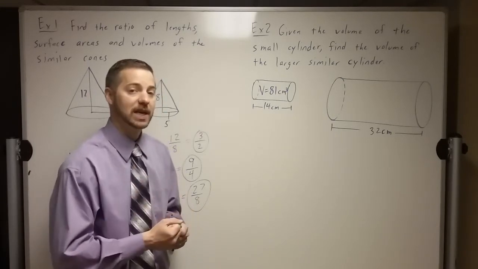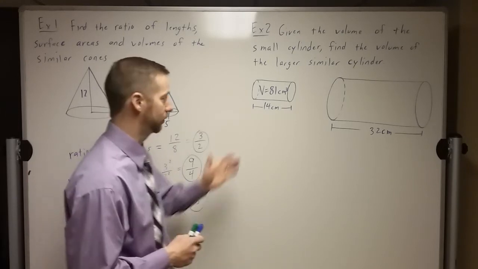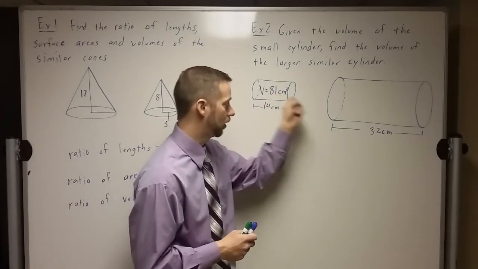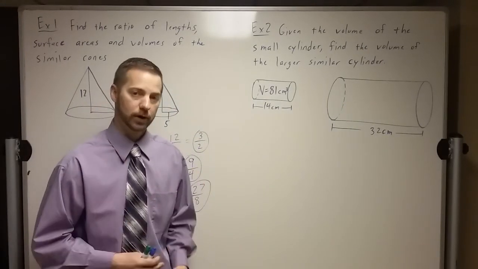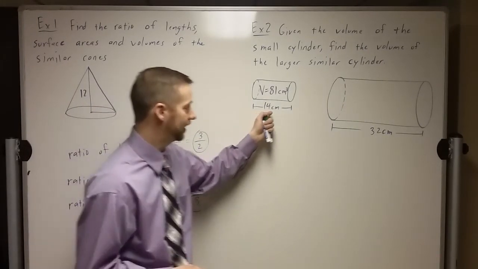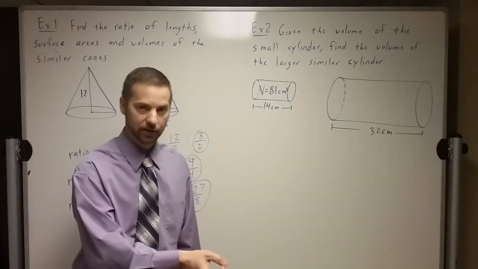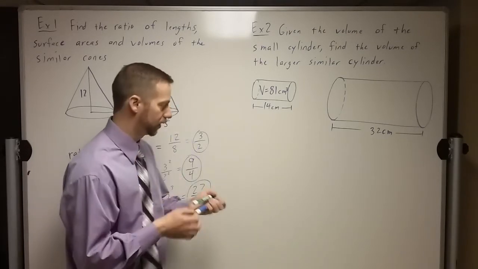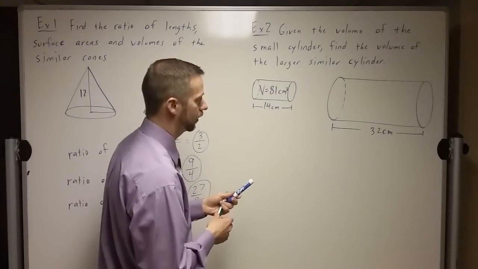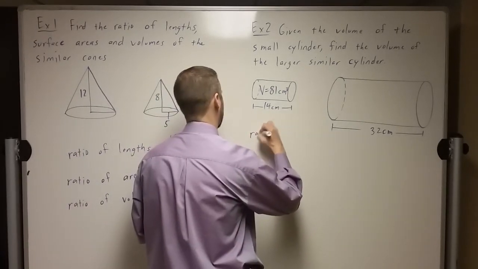Very common mistake on one of these is just set up a proportion and go for it and do something like 14 over 81 equals 32 over x, cross multiply, solve the thing. That's not going to work because 14 to 32 is the ratio of lengths. We need the ratio of volumes. So we're going to have to do a little work here to get the ratio of volumes first, then do the proportion. So the ratio of sides here.